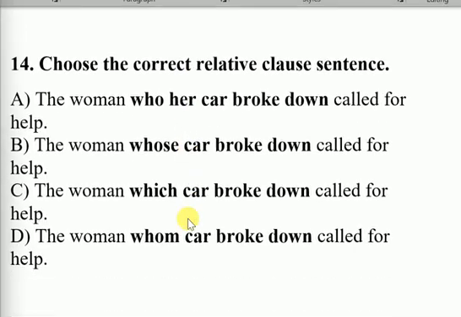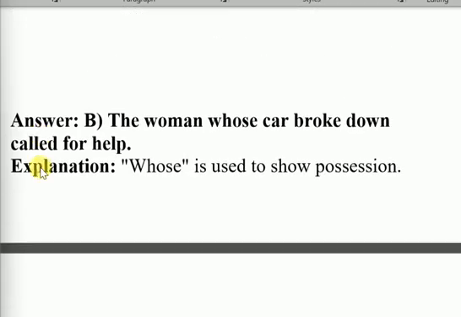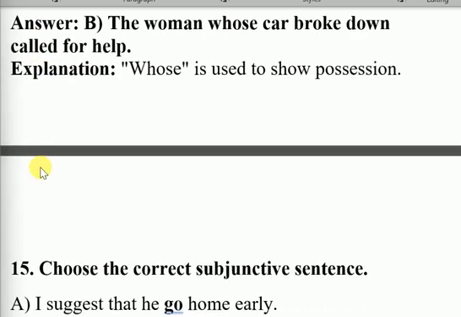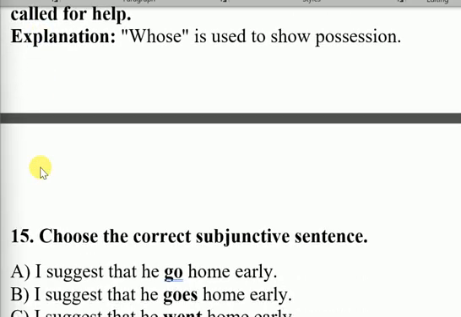14. Choose the correct relative clause sentence. A. The woman who her car broke down called for help. B. The woman whose car broke down called for help. C. The woman which car broke down called for help. D. The woman whom car broke down called for help. Answer. B. The woman whose car broke down called for help. Explanation. Whose is used to show possession.